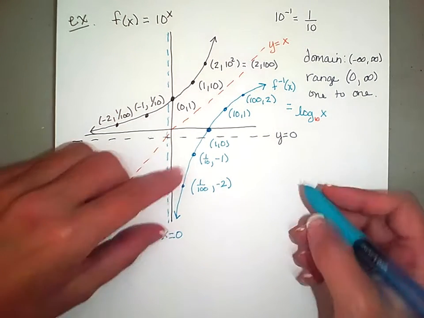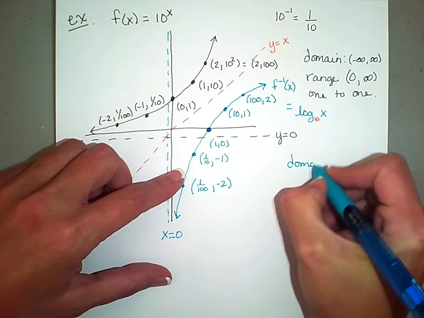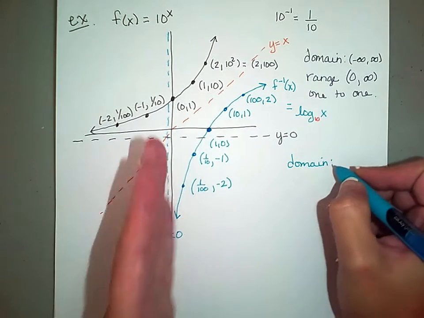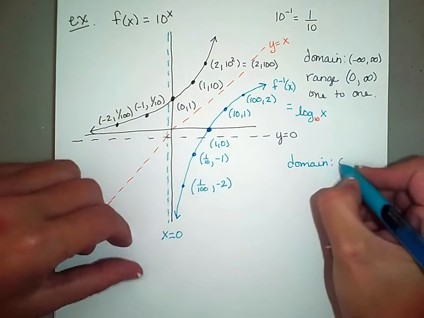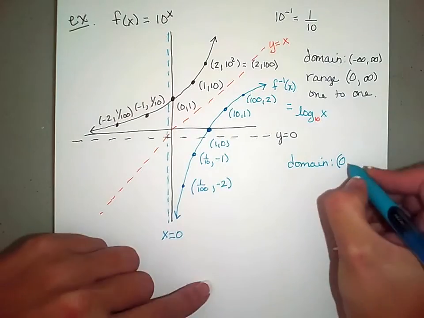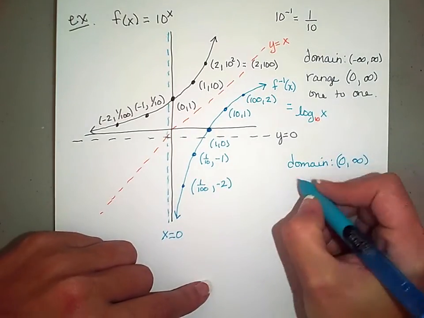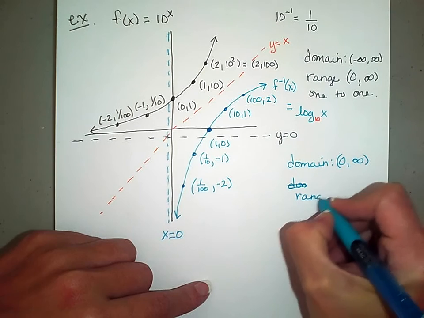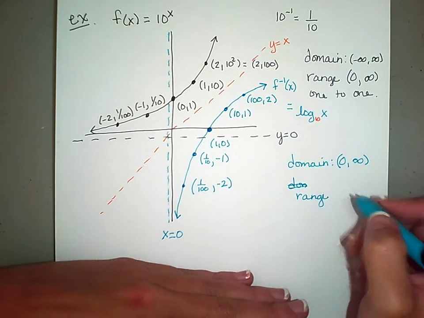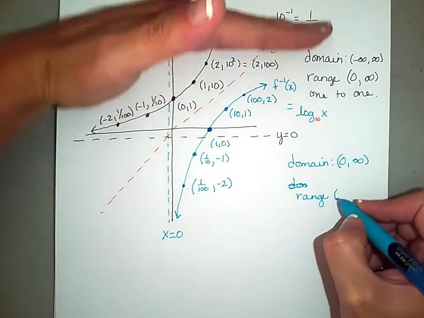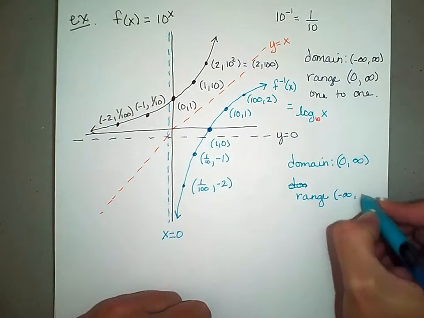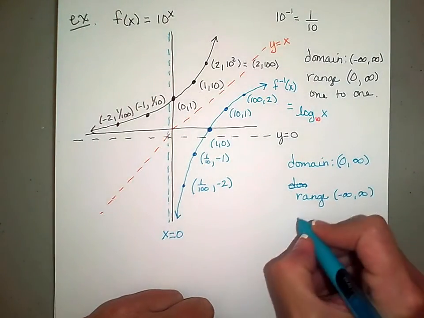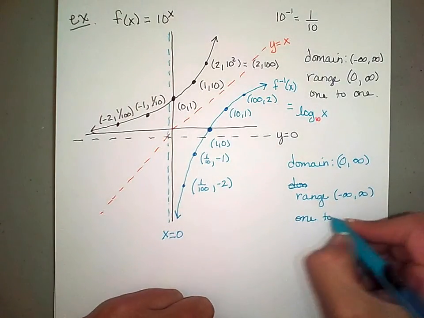And let's talk about the inverse then. Now the domain. The lowest value of x we can pick is 0, but not including 0, and goes to infinity, while the range now goes from negative infinity all the way up to positive infinity. This is also a one-to-one function.